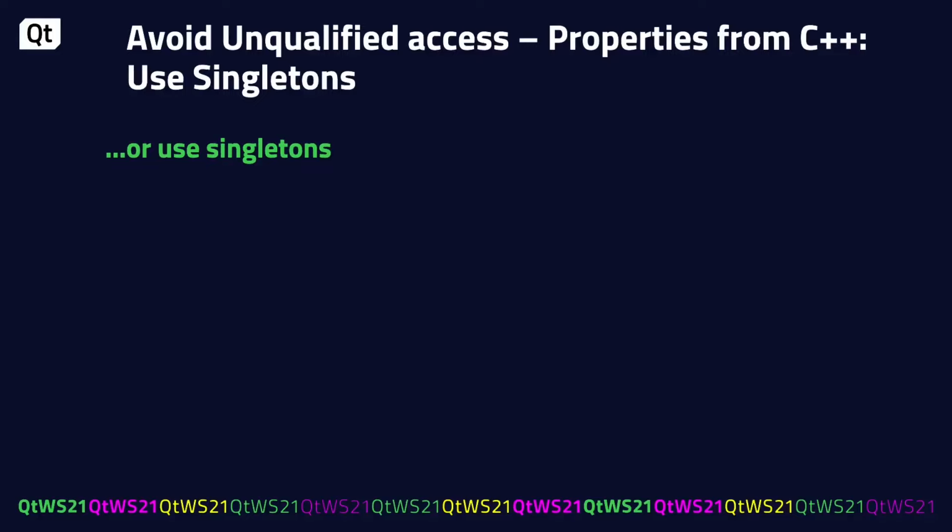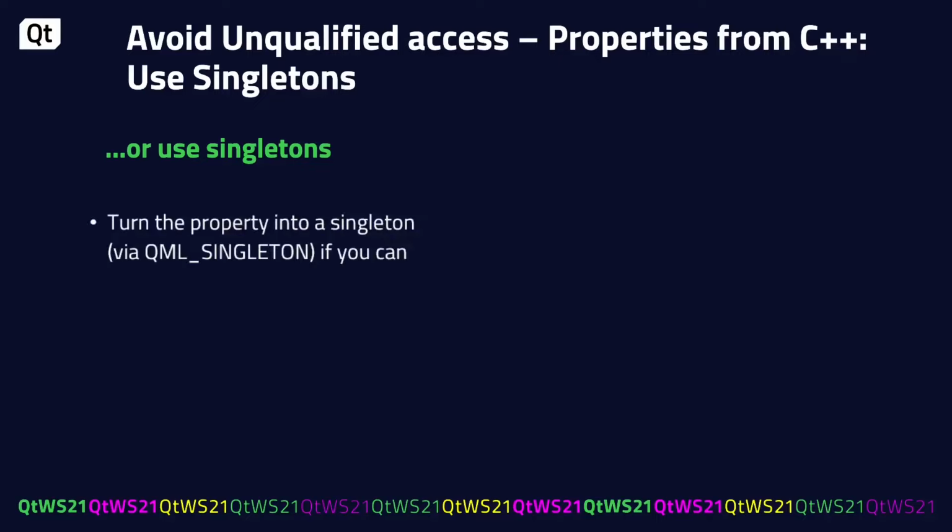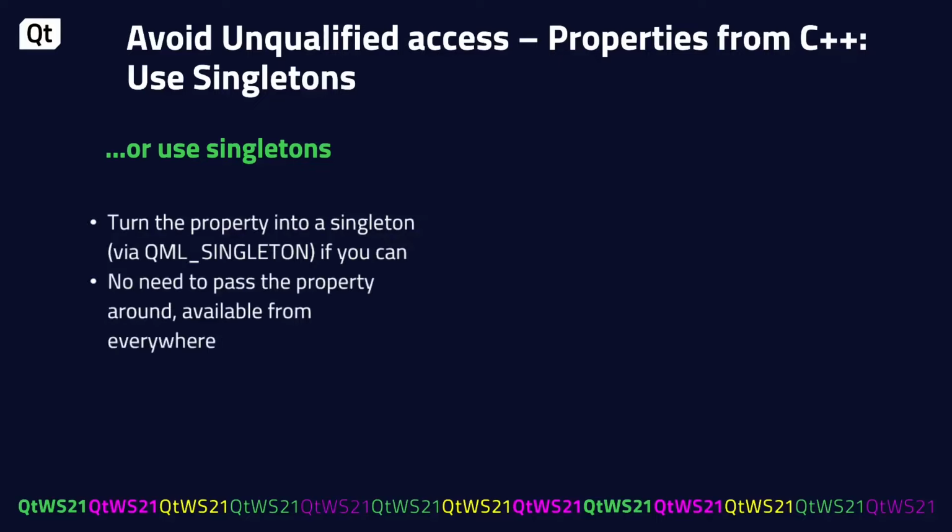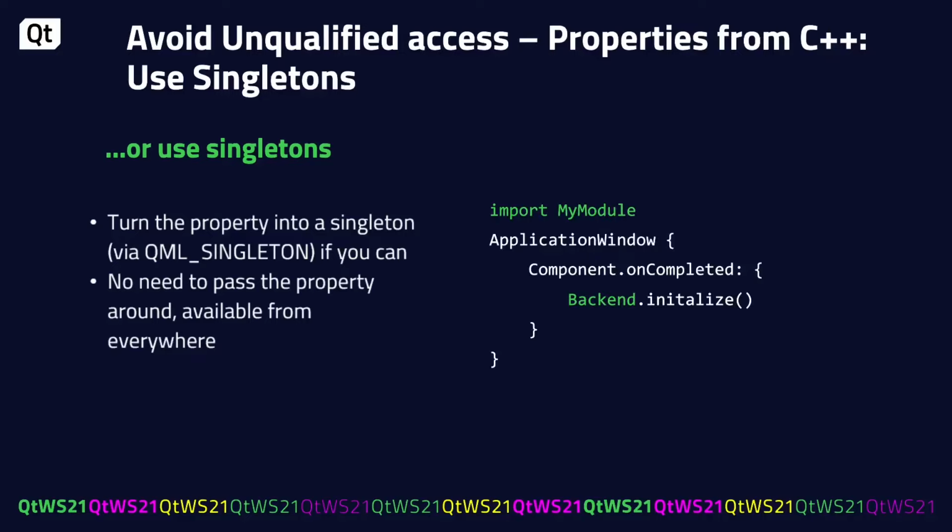There's also one alternative to doing required properties for this backend problem. You can turn the property into a singleton. You won't need to pass around the backend property anymore. It will be available from everywhere. So it will look like this.